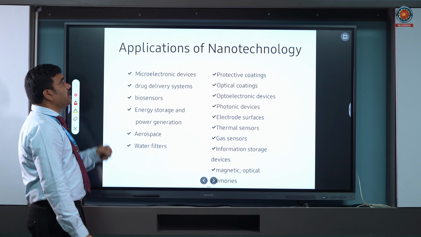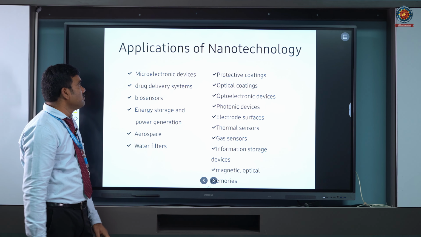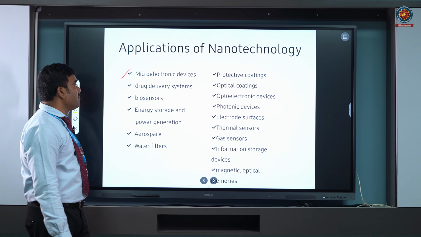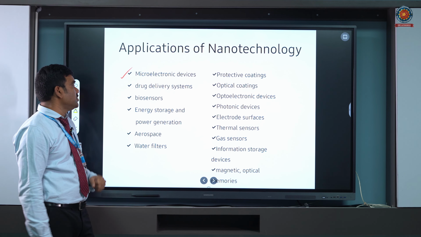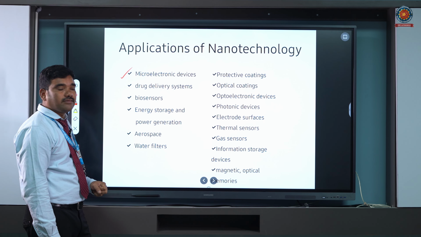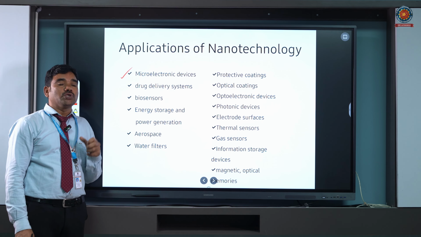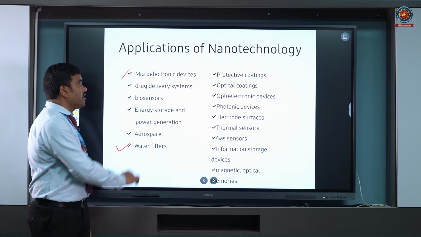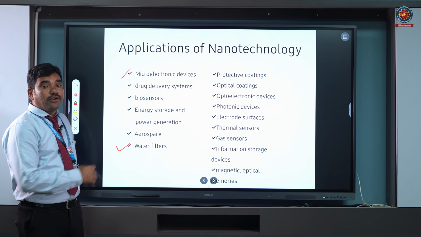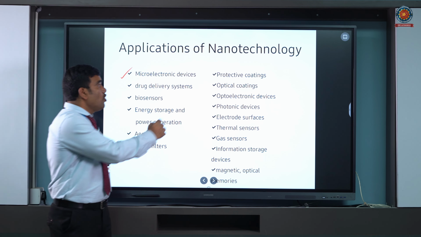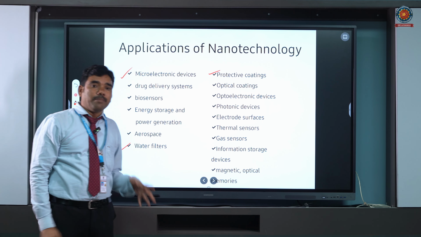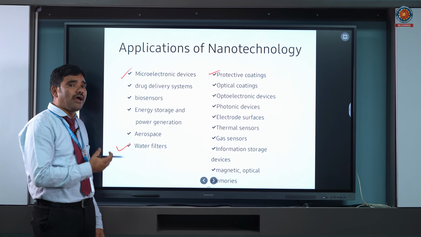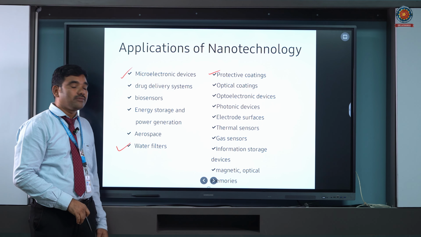See, these are the applications of nanotechnology. Applications include microelectronic devices, drug delivery systems, biosensors, energy storage and power generation, aerospace, water filters, and textiles, also protective coatings, optical coatings, sensors, and gas sensors. Devices are made by nanotechnology.